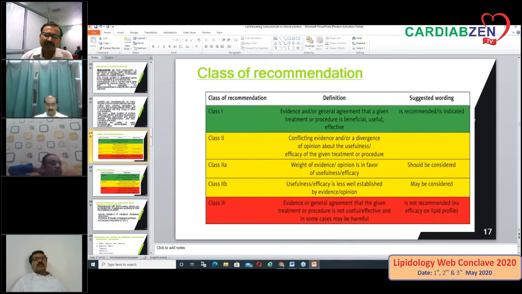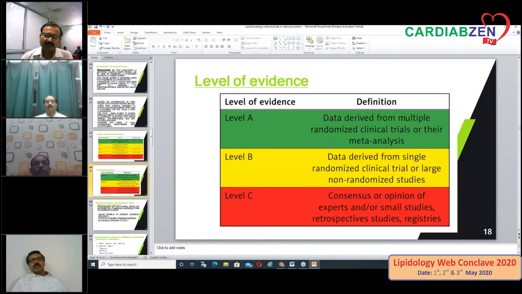And this is how we grade the recommendation in medical practice. Class 1 is of course recommended. Class 2 should be considered, and in class 2, A should be considered and B may be considered. Class 3 is not recommended: no efficacy on lipid profile, which is highlighted in red color. For the level of evidence, A, B, and C are considered. A is data derived from multiple randomized clinical trials or meta-analysis. B is data derived from a single randomized clinical trial or large randomized trials.